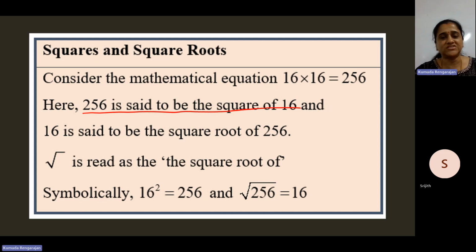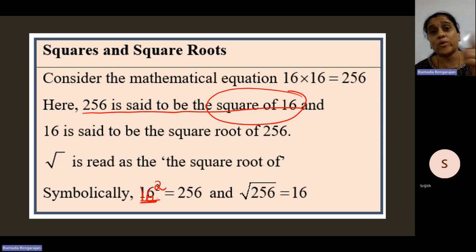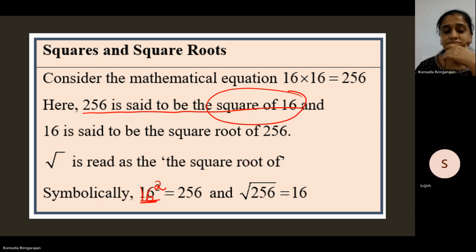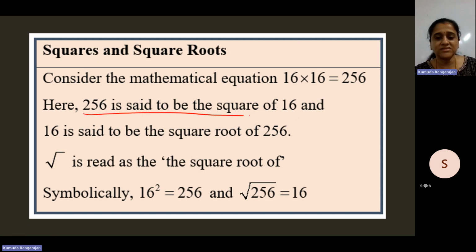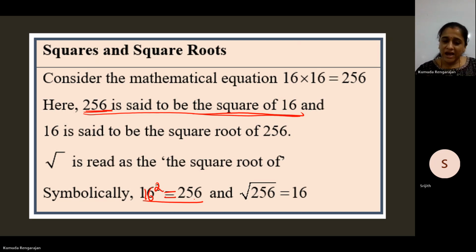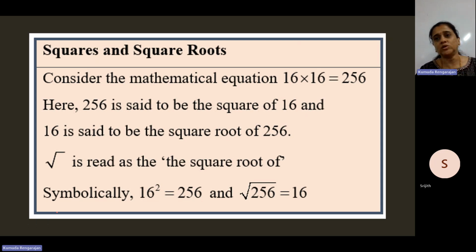256 is said to be the square of 16. So how do you write the square of 16? Square of 16 is written like this, and it is read as 16 squared. 16 squared is equal to 256. Symbolically, this line in English is written like this. The square of 16 is equal to 256 is also read as 16 squared is equal to 256. And the square root of 256 is 16, or is equal to 16.